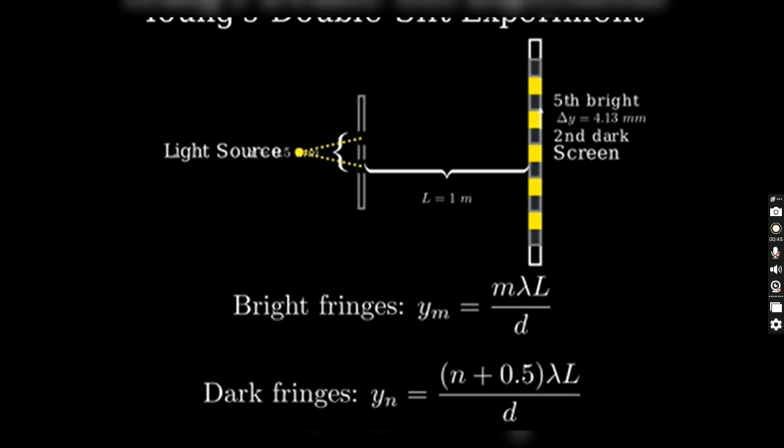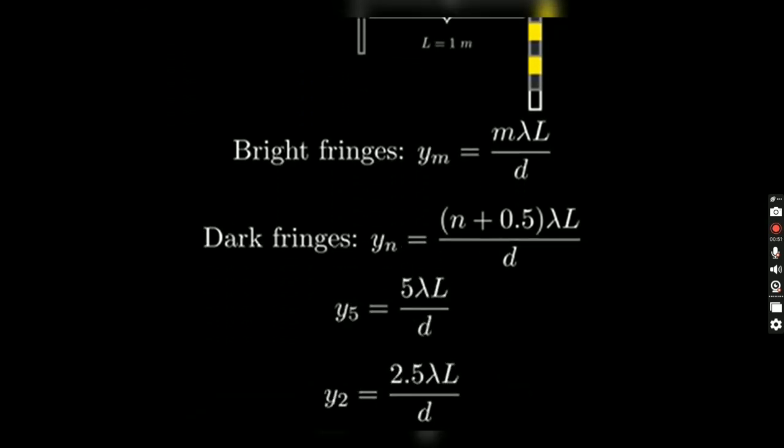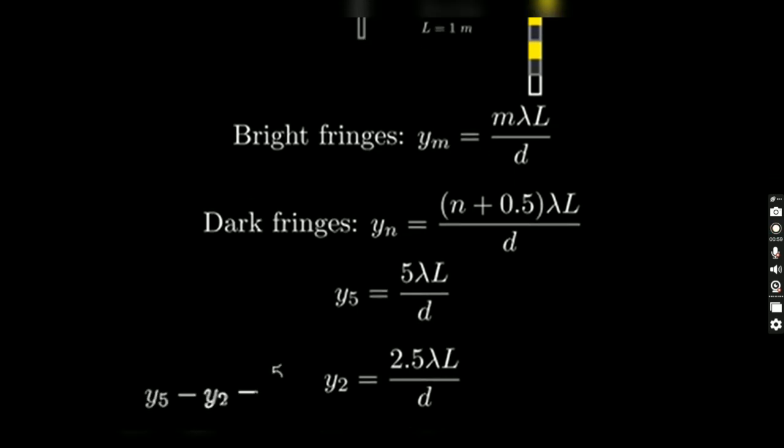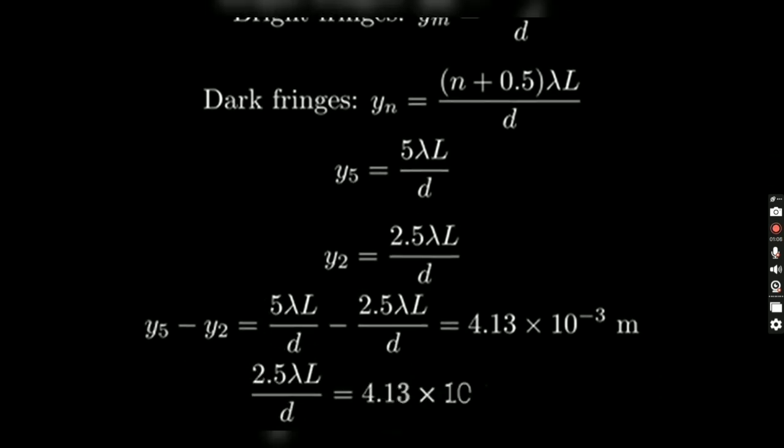Let's write expressions for the positions of the fifth bright fringe and second dark fringe. For the fifth bright fringe, m equals 5. For the second dark fringe, n equals 2. The difference between these positions is 4.13 millimeters. So Y5 minus Y2 equals 4.13 millimeters. This simplifies to 2.5 lambda L over d equals 4.13 millimeters.